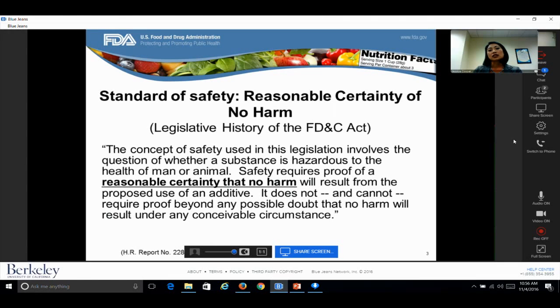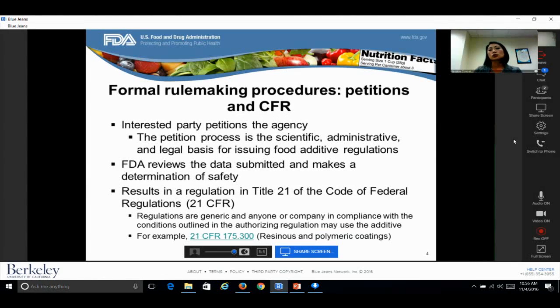The standard of safety is the reasonable certainty of no harm, and the formal rulemaking procedures are in relation to petitions and the Code of Federal Regulations, and FDA reviews the data submitted and makes a determination of safety, which results in a regulation in Title 21 of the Code of Federal Regulations.